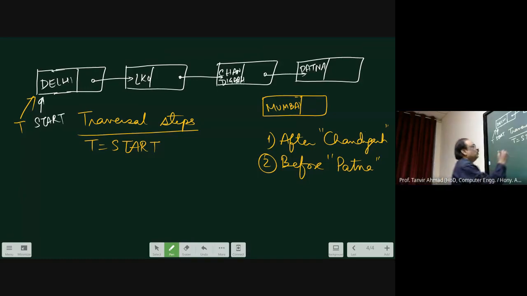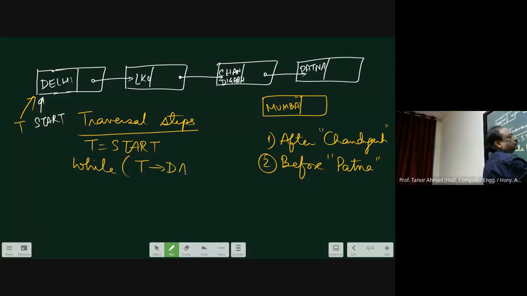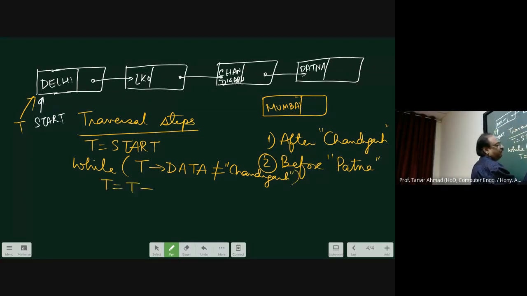Therefore, what I will do, while T of data is not equal to, say, Chandigarh, I will say T is equal to T of link. Okay. If I am going to do this, where will the T stop? It will stop at Chandigarh.